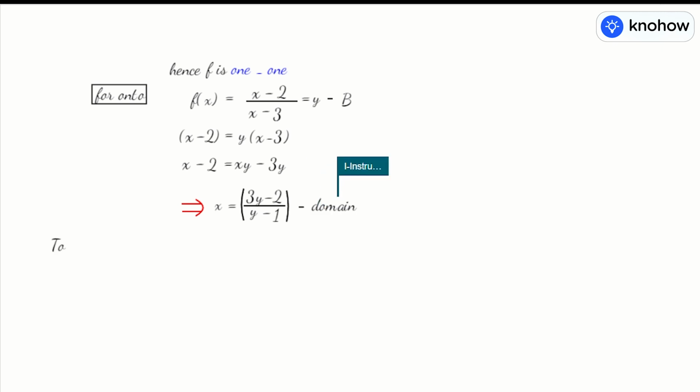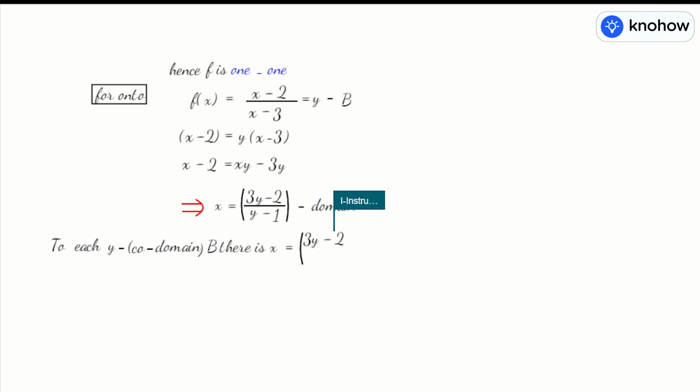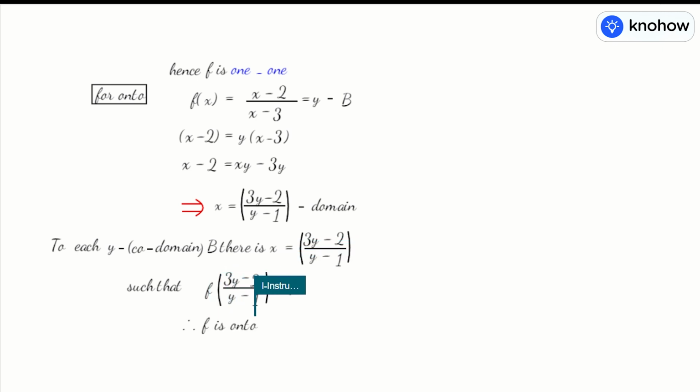So to each y in the codomain, set B, we can find a number x equal to (3y minus 2) over (y minus 1), such that f(x), that is f of (3y minus 2) over (y minus 1), equal to y. It can be verified. And hence the function f is onto. Already we have proved it is one-one. So the given function f is one-one and onto.